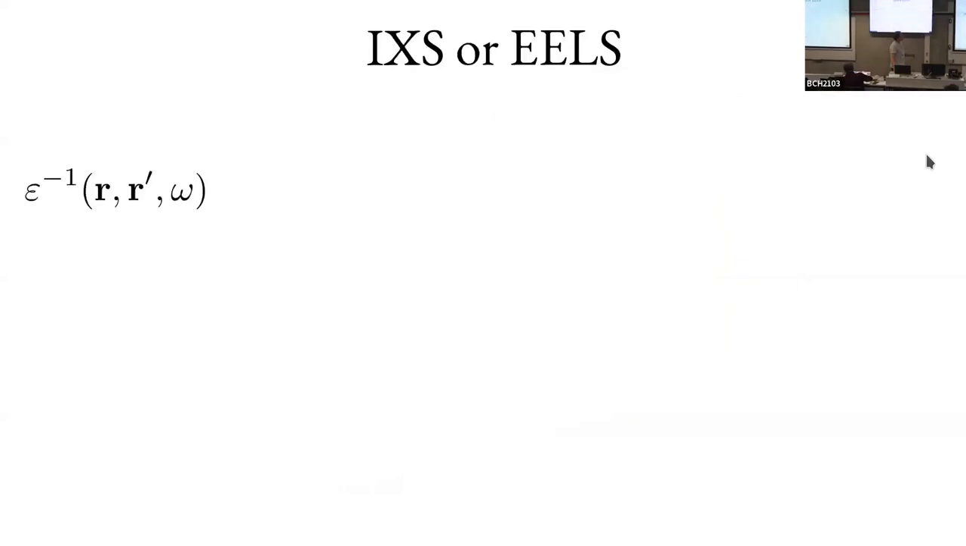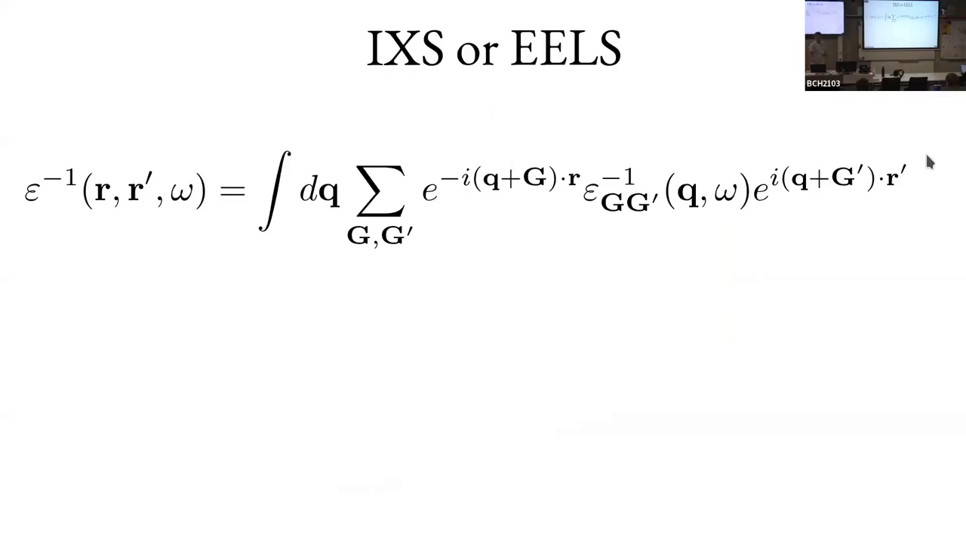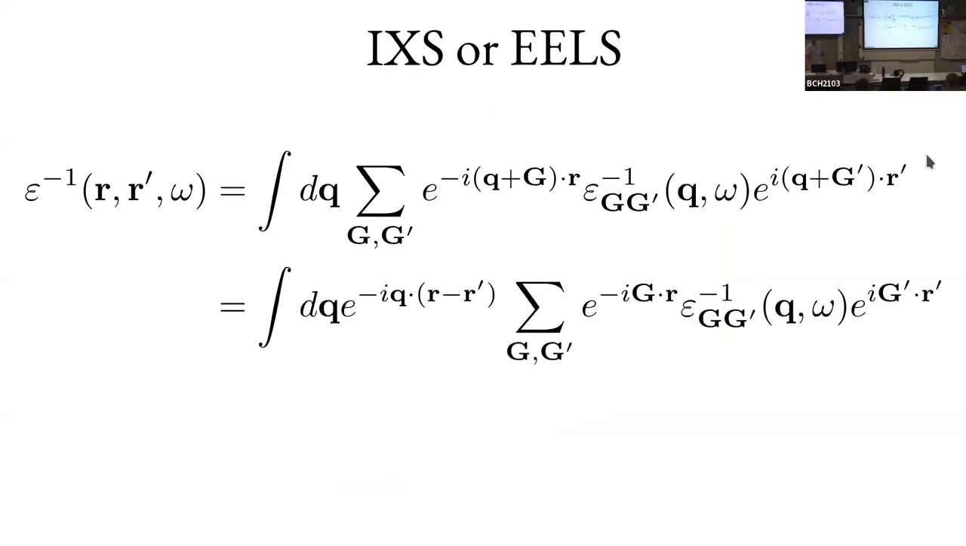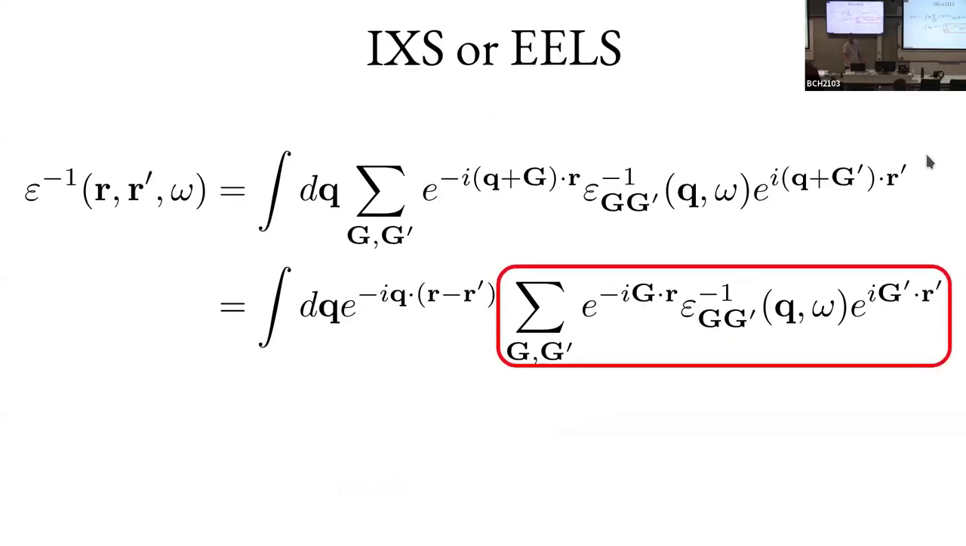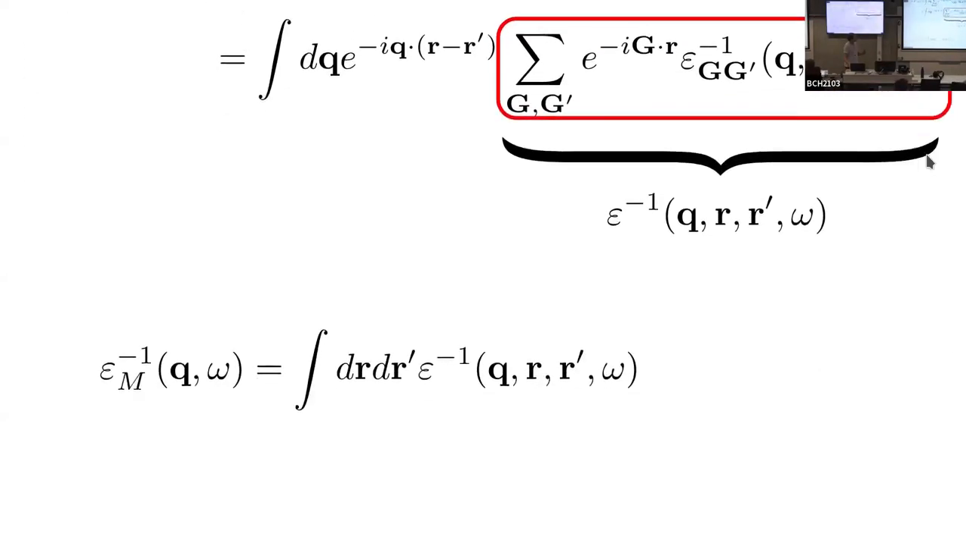And now you can do it for a quantity with two space dependencies, like the inverse dielectric function. You can do the same. You can go to reciprocal space, get the part that doesn't depend on Q specifically, because we want to maintain that. We have a part that depends on G, G prime, Q and omega, and R and R prime. We integrate over R and R prime. And when we integrate that, we define this as a macroscopic quantity. It's the inverse dielectric function.